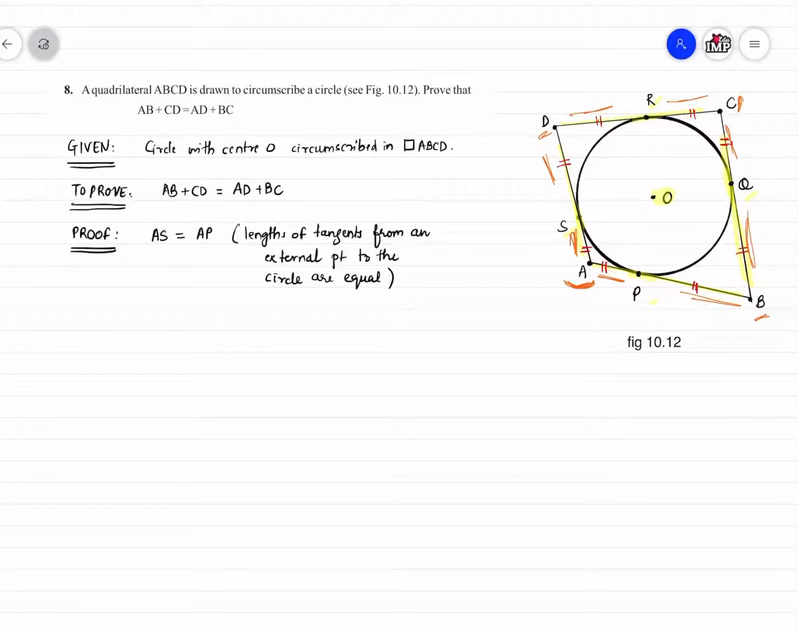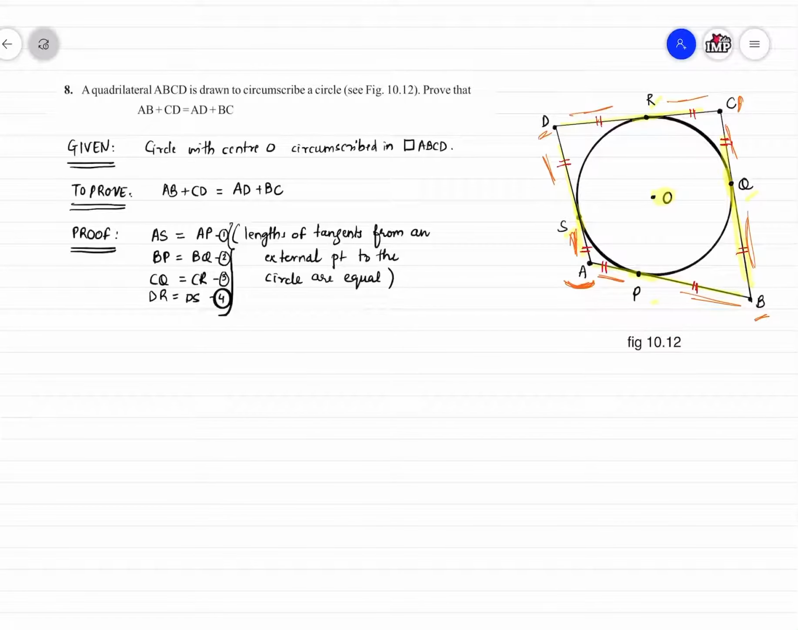Now let's write down our next pair. BP is equal to BQ and CQ is equal to CR and DR is equal to DS. So I'll just mark that the reason is common for all of them. And you can also say this is 1, this is 2, this is 3, and this is 4.